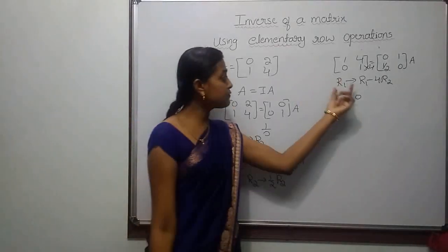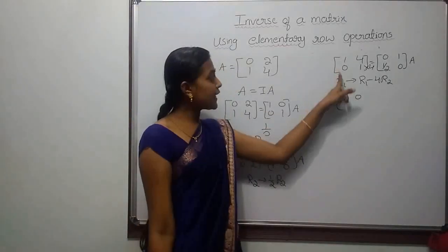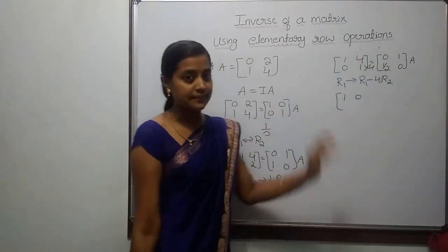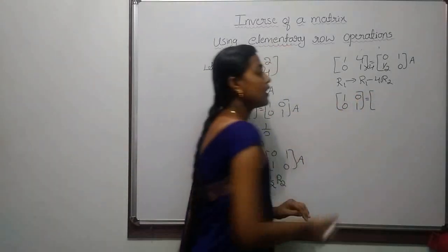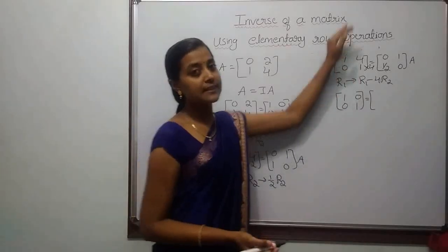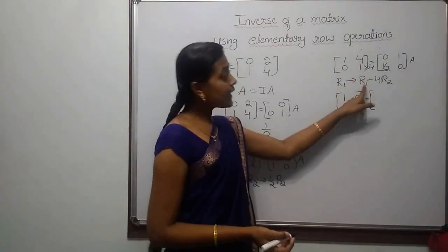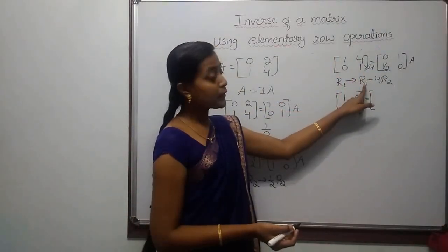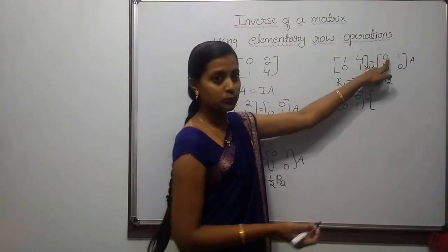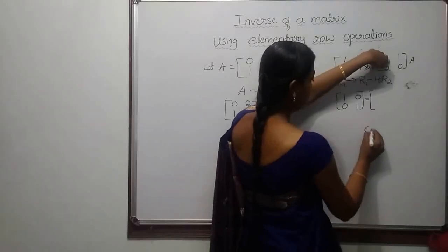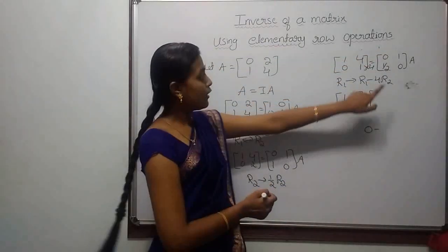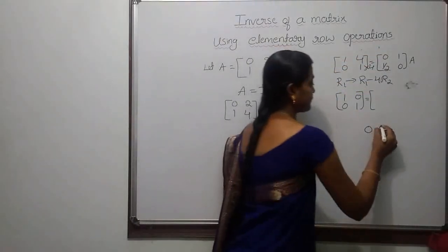We have changed first row. Now we keep the elements of second row as it is. Apply the same operations in the RHS. In the RHS, first element of R1 is 0. I'll write it here. 0 minus 4 as it is.